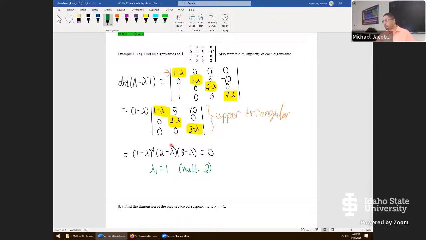The next two are going to be lambda 2 is 2, and lambda 3 equals 3. I should say this is a coincidence. My subscripts match up with the actual eigenvalues themselves. That could have come in any order. But we did it, folks. It said find all eigenvalues, and this is what it amounts to.